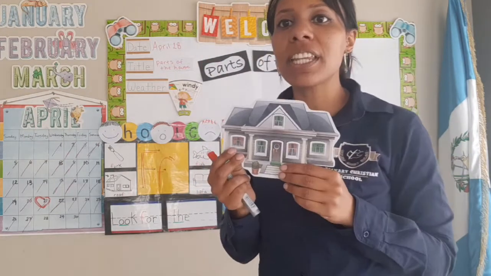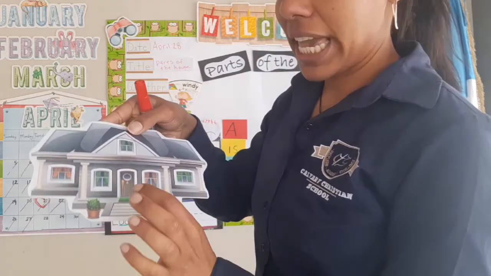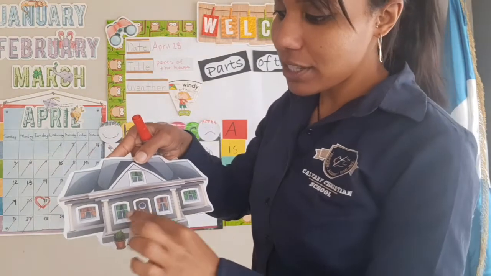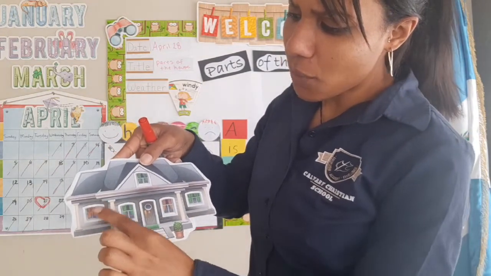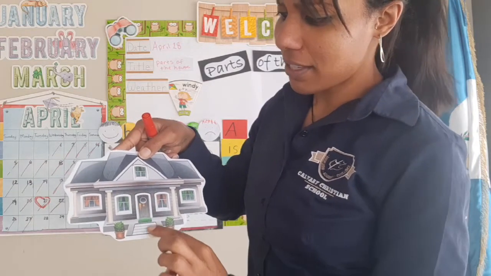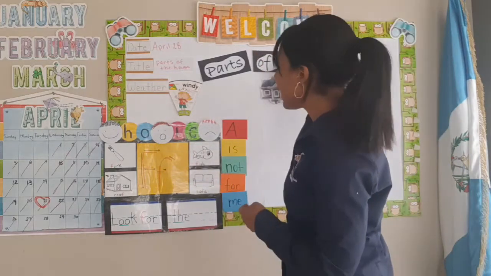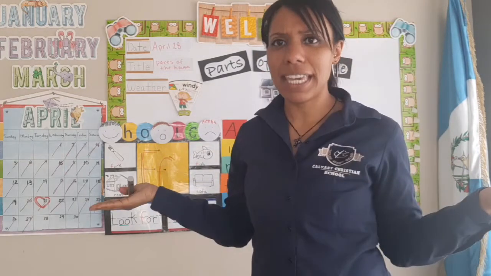Okay, so now we're going to talk about parts of the house, because we know that we have the outside of the house, but we want to know, what do we have inside the house, right? Outside we have a door, we have windows, right? Here we count 1, 2, 3, 4, 5 windows, right? We have some stairs, we have the roof, right? But let's see, what rooms do we have inside the house?